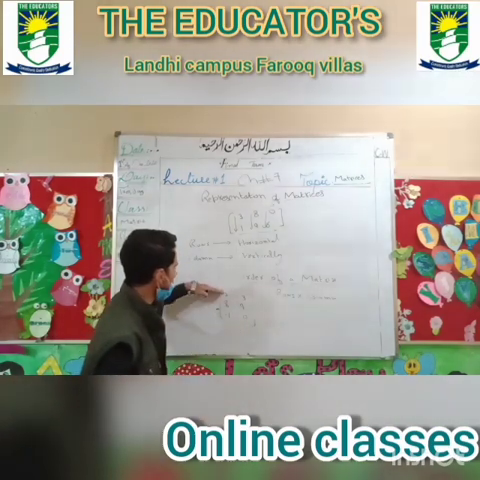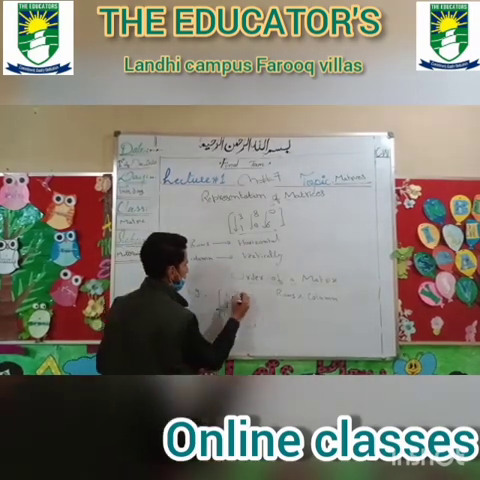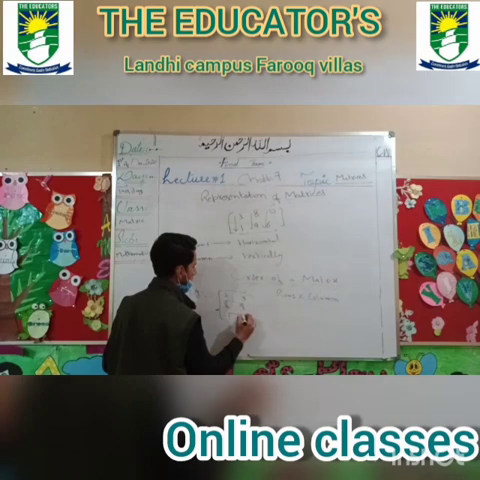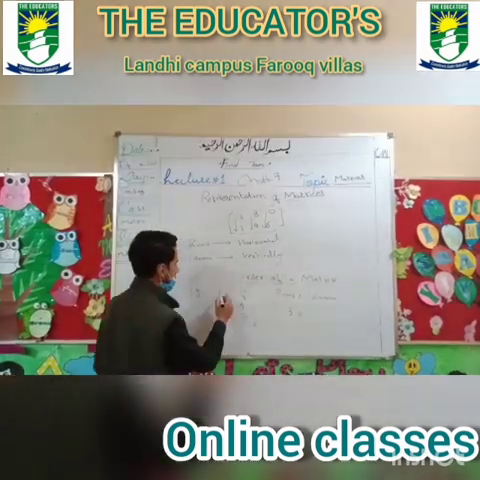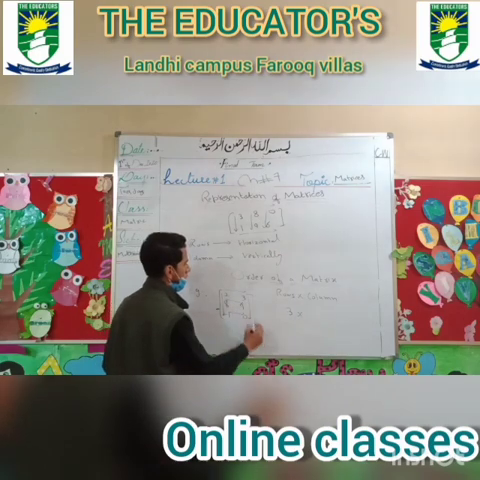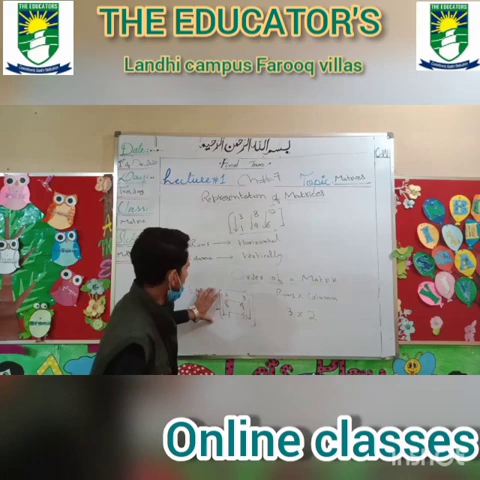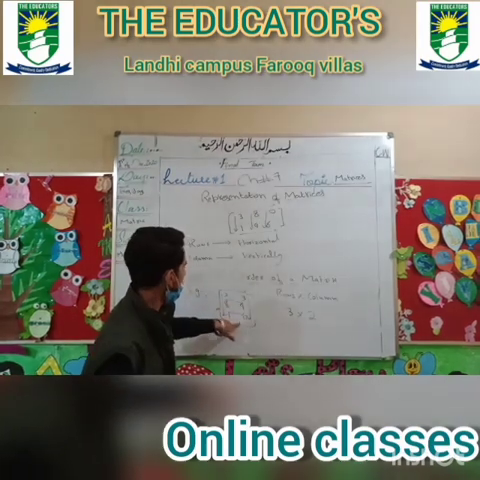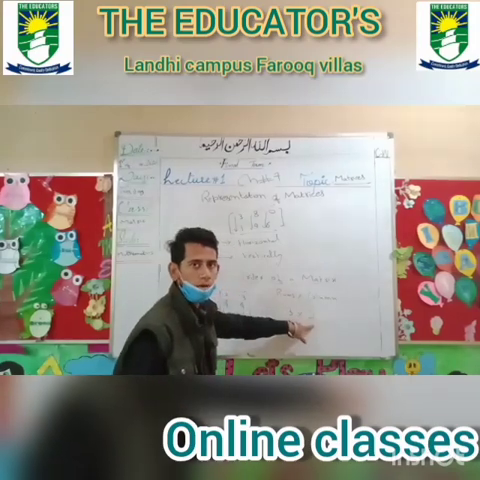In this specific example, I have used 3 rows, 1, 2, and 3. So rows are 3, and I have used 2 columns here, column number 1 and column number 2. So there are 2 columns. The order of this matrix, 2, 3, 8, 9, 1, 0, -1, 0, is 3 by 2. This is the order of a matrix.